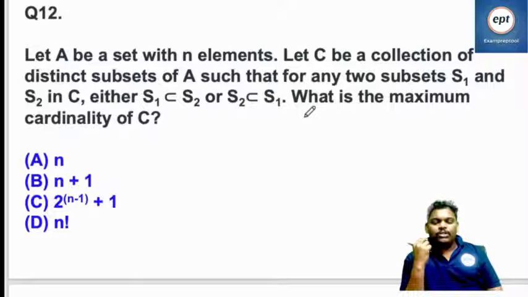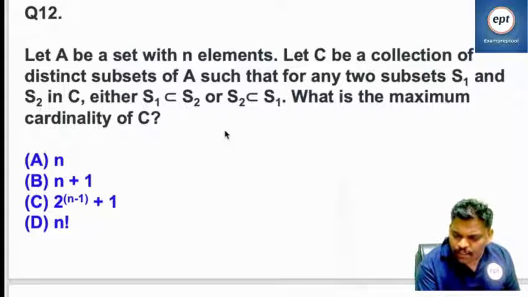Let A be a set with n elements. Let C be a collection of distinct subsets of A such that for any two subsets S1 and S2 in C, either S1 is a subset of S2 or S2 is a subset of S1. Strictly subset. It is not subset or equal to; it is strictly a subset.